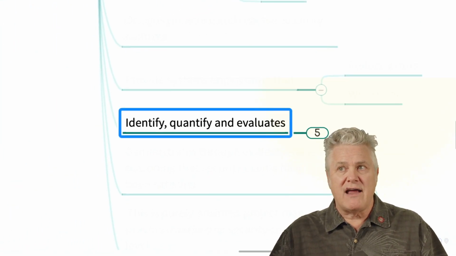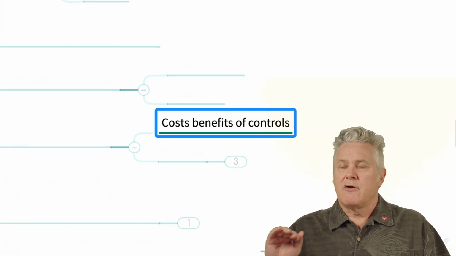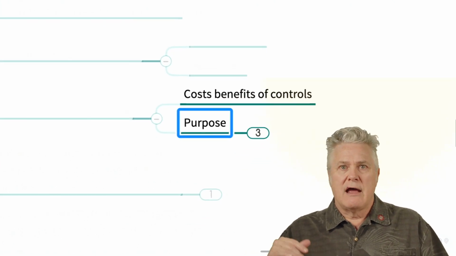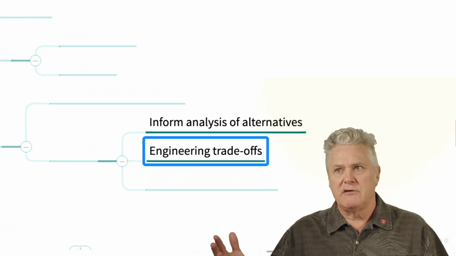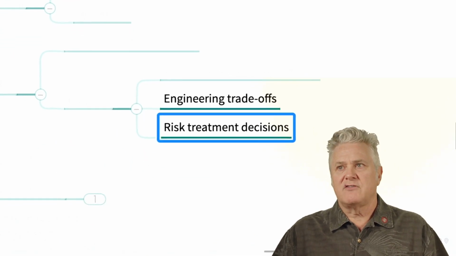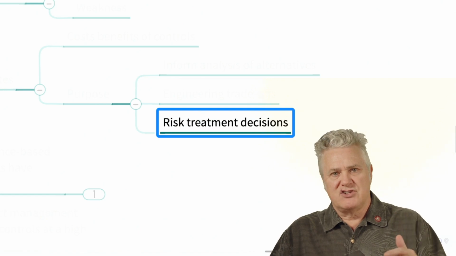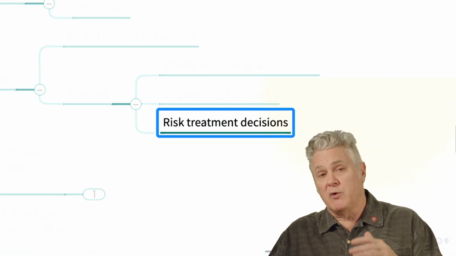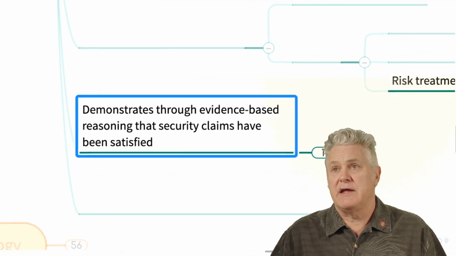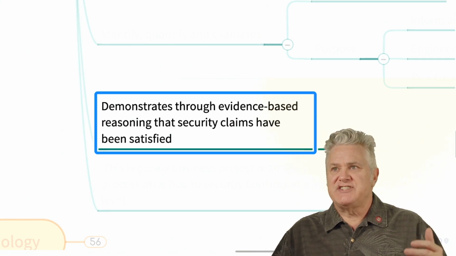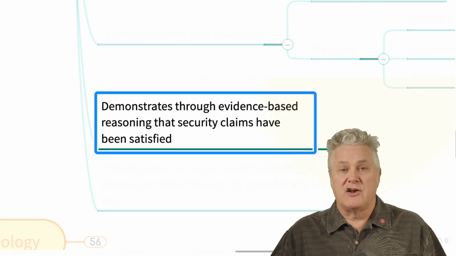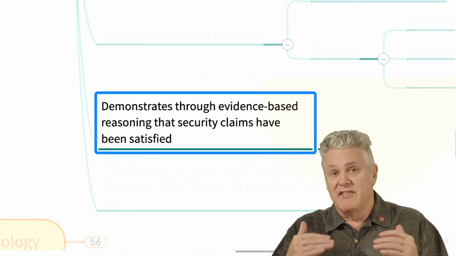We're going to identify, quantify, and evaluate cost-benefit of controls. And remember, the purpose of all this is to inform the analysis of the alternatives, engineering trade-offs, and risk treatment decisions. How will we do what we do, and how effective will it be? This is going to be demonstrated through evidence-based reasoning that security claims have been satisfied. We're going to prove that this works.